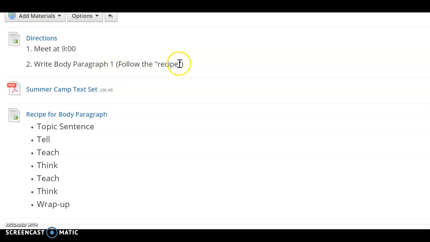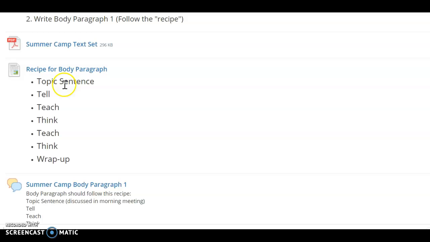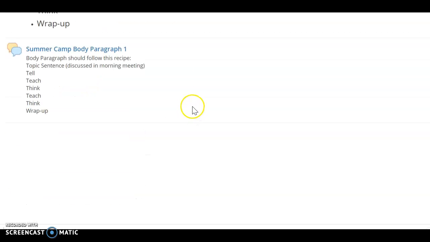It says here in parentheses, follow the recipe. So if you look right here, I've included just a very simplified recipe. In our morning meeting, we're actually going to talk about the topic sentence and write that together. But again, following this, and then you can type right here.